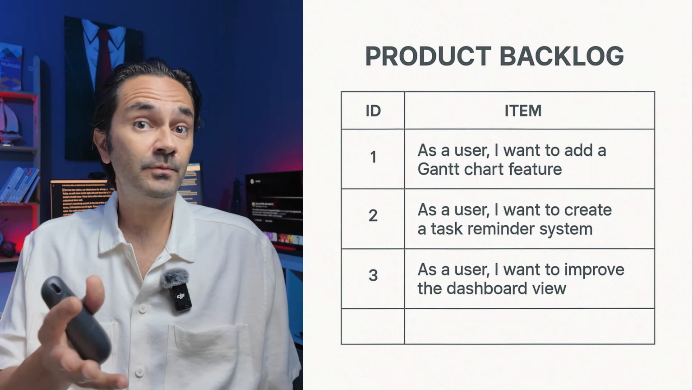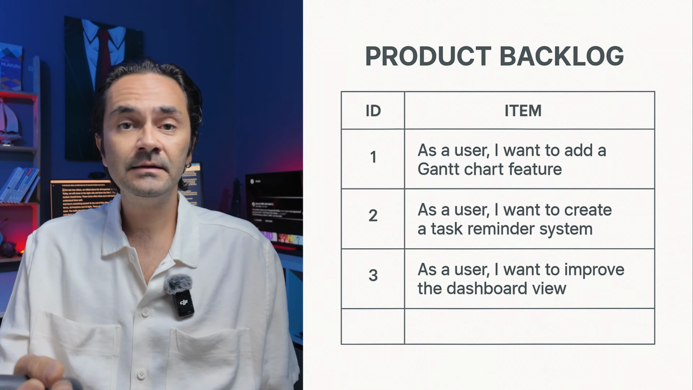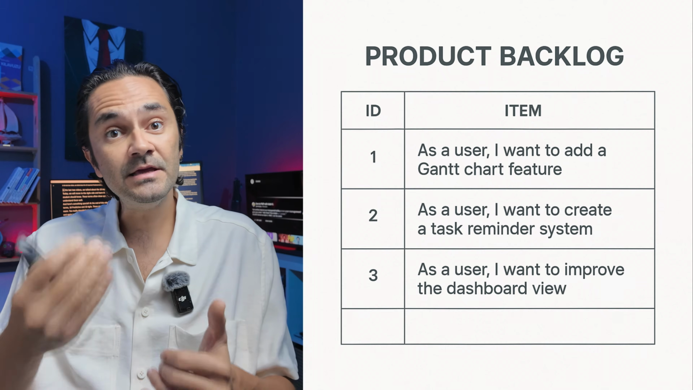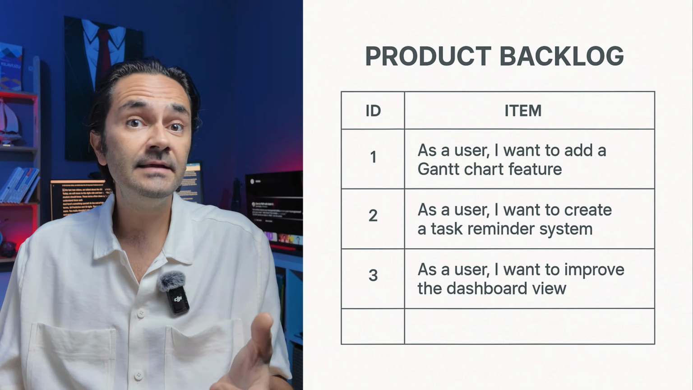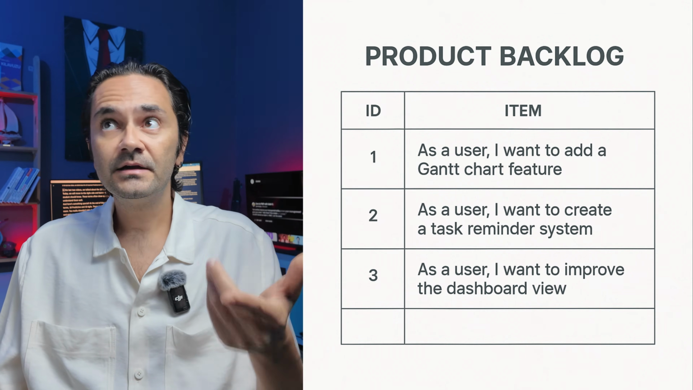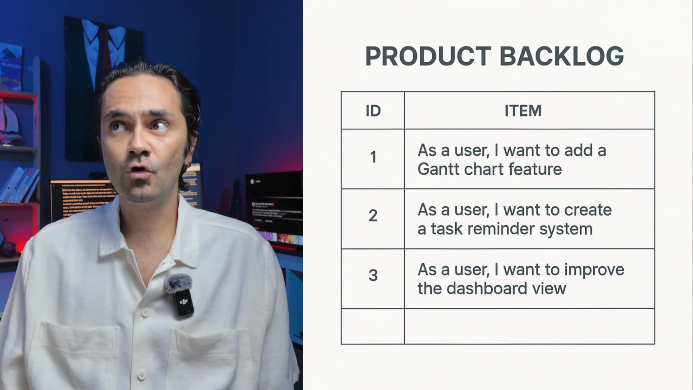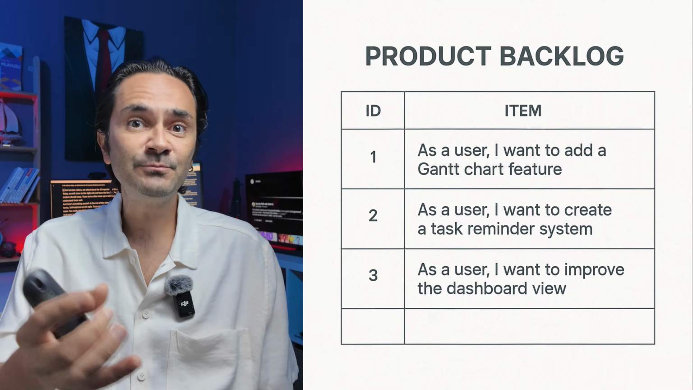Or in a project management software project, the product backlog may include items such as adding a Gantt chart feature, creating a task reminder system, or improving the dashboard view. The product backlog is important because it keeps all work transparent, helps the team plan future sprints, and allows the product owner to adjust priorities as customer needs change.